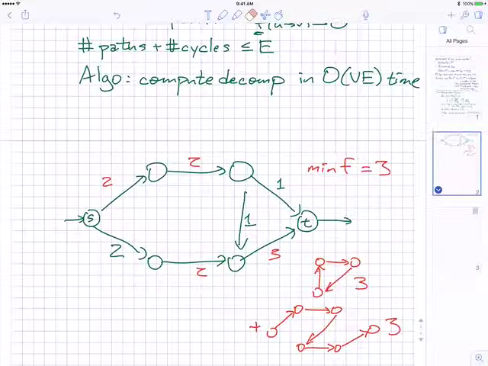Okay. So, I can run this for, I guess it would end up being 3 more iterations where I'd say, okay, here's 1 unit along this path, and then 1 unit along this path along the top, and then 1 unit along this path along the bottom. And then all together, I would decompose that original flow that I started with into 1 cycle and 4 paths.